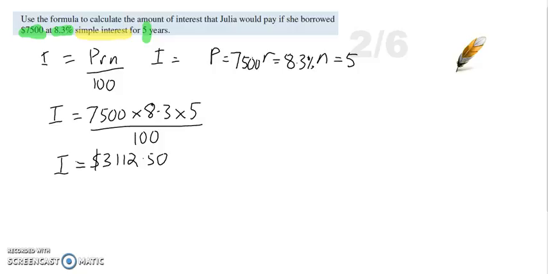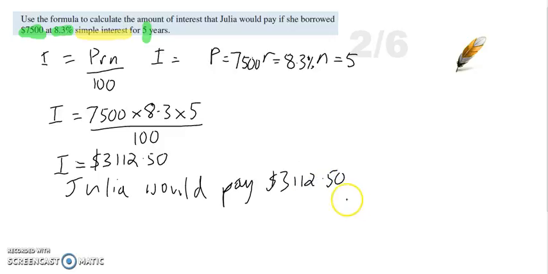Notice that the question only asked for you to calculate the amount of interest. That's all it asked for, so that's all we need to do. Because we like communication, I must say, it is good to end most questions with a statement. So we can simply write, Julia would pay $3,112.50 in interest. So that's something you can just write, no problems at all.